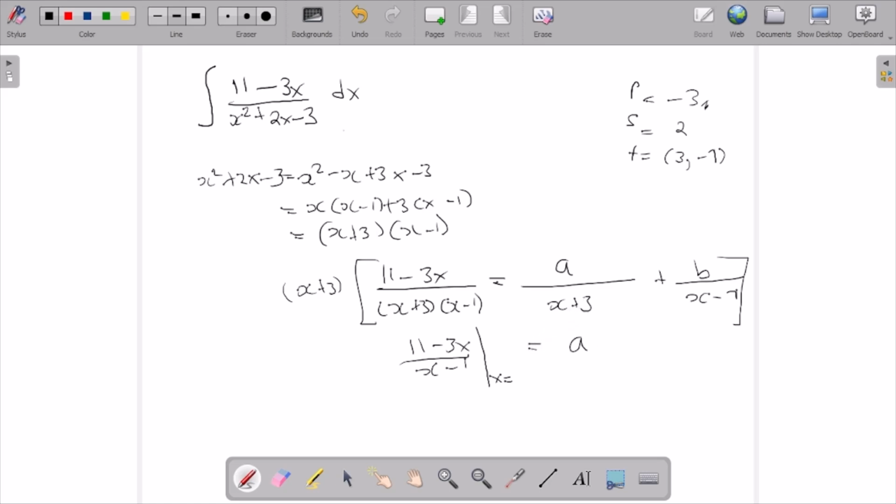Now here we'll have A, here we'll have B(x plus 3) over (x minus 1). So the value of x that we are going to choose is going to be minus 3. Why?